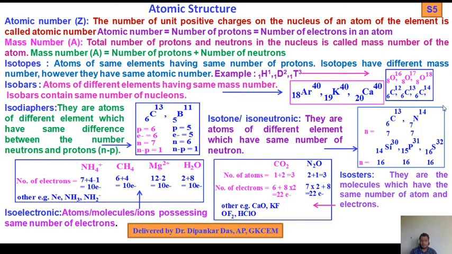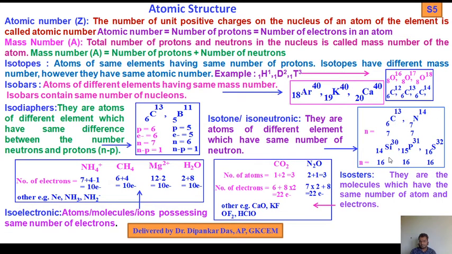They are atoms of different elements which have the same number of neutrons. So atoms of different elements. You see carbon 13 6, nitrogen 14 7. These are atoms of different elements. Their number of neutrons: for carbon it is 13 minus 6, that is 7. In case of nitrogen, 14 minus 7, that is 7.